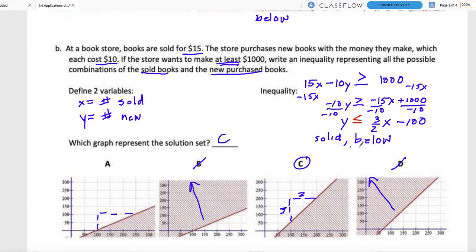All right. So that is the end of this lesson. So you've got some that are going to be in slope-intercept form. You've got some that are going to be in standard form. And you're going to have to do some matching of graphs based on the information you have at hand.